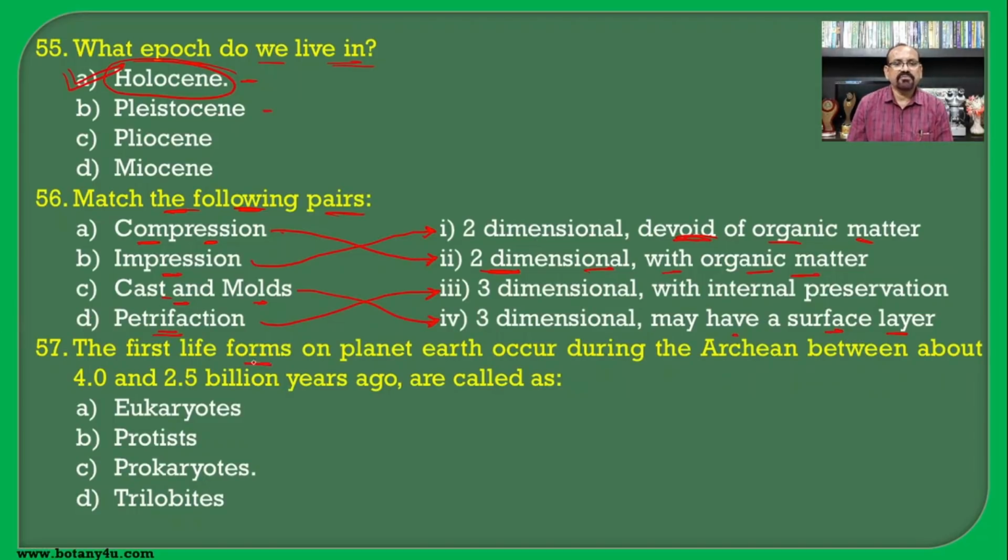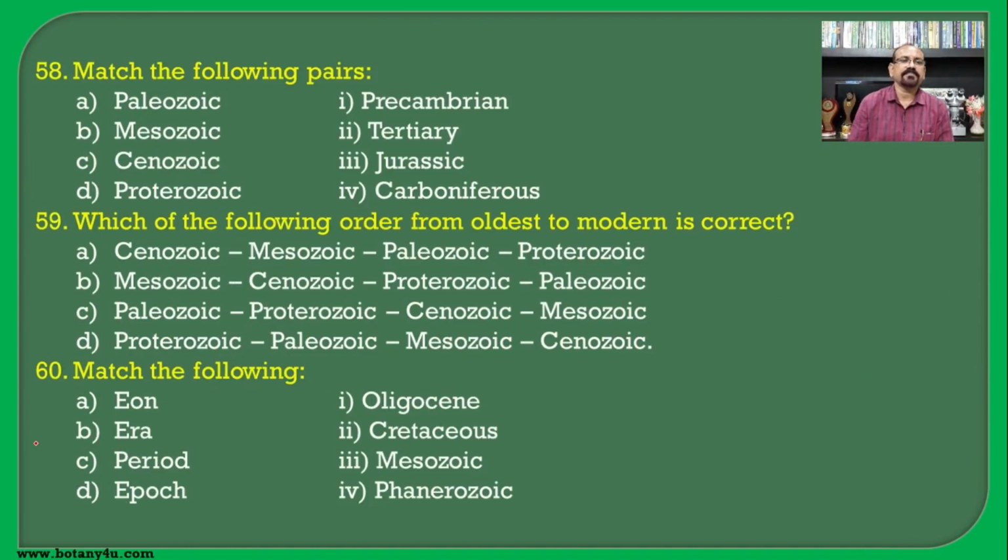The first life forms on planet Earth occurred during the Archean, between about 4.0 and 2.5 billion years ago, and these organisms which first evolved on Mother Earth were the prokaryotic organisms. So the first organisms which evolved on the Earth.